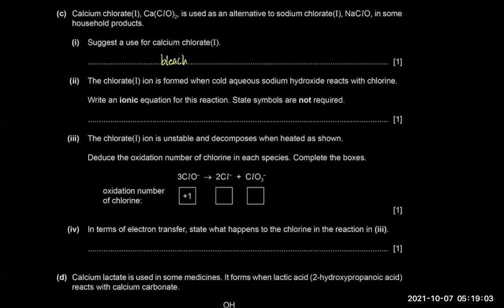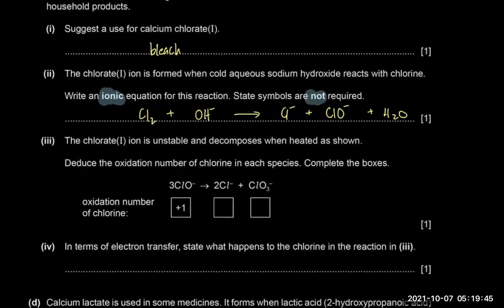The chlorate ion is formed when cold aqueous sodium hydroxide reacts with chlorine. Write an ionic equation for this reaction. State symbols are not required. If you remember, with cold sodium hydroxide, Cl2 reacts with OH minus and undergoes disproportionation. With water as well as cold sodium hydroxide, what does it form? Cl minus and ClO minus, and H2O. State symbols we don't need to write. Is this equation balanced? No, not really. How many hydroxides will we need? Now it's balanced. We have two oxygens on both sides and two hydrogens on both sides.